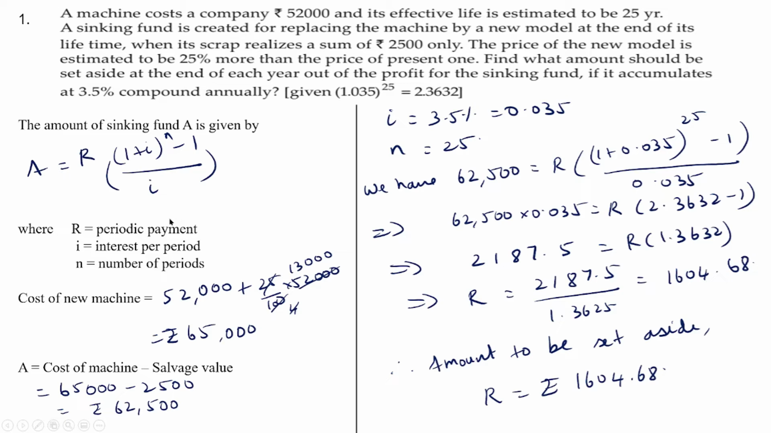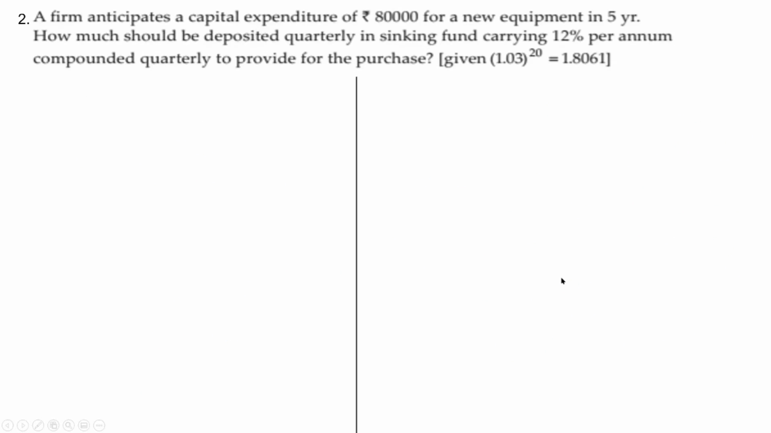So writing the formula carries 1 mark. Then finding the amount to be accumulated in the sinking fund, writing what is given and substituting all the values in the formula carries 1.5 marks. And then the remaining steps and finding the final answer carries 1.5 marks. So a total of 4 marks. Moving on to the next question.